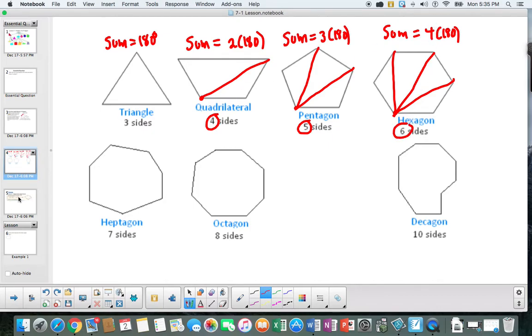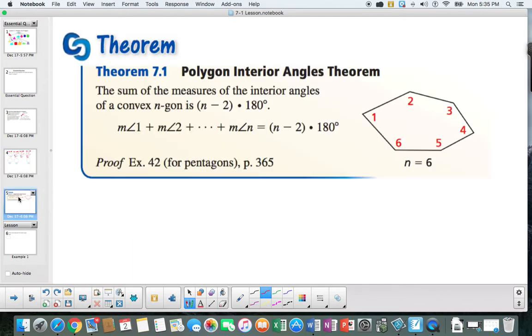Let's go to the theorem. This is called the Polygon Interior Angles Theorem. It says if you want to find the sum of all the angles inside of a polygon, what you need to do is take the number of sides, subtract 2, and then multiply by 180. That's because it's creating that many triangles. So this is the number of triangles created by all the diagonals from one vertex.